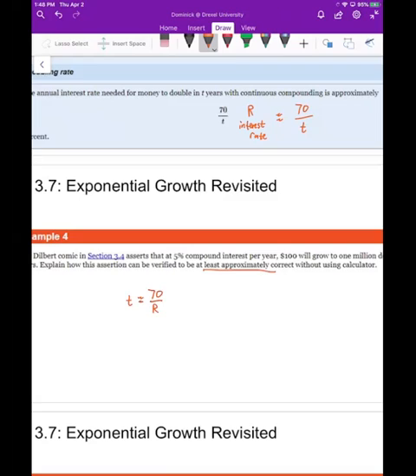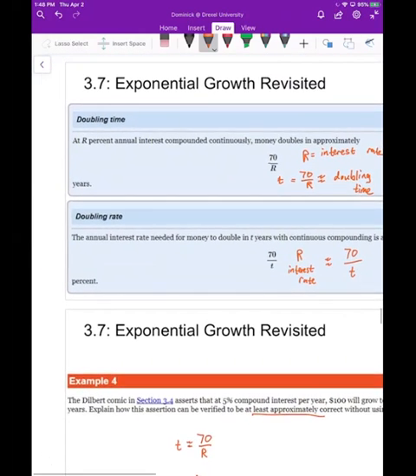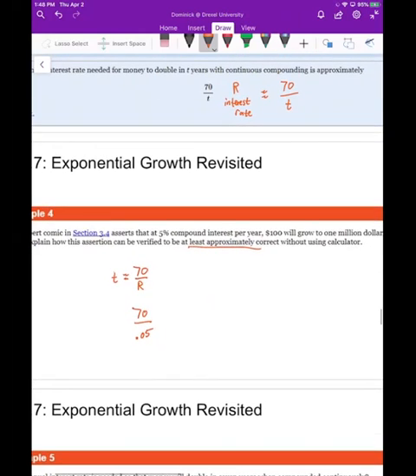Now here we're saying that if we do 70 divided by our interest rate, which is 0.05, and wait a minute, R is in a percent, so I can just leave this as 5. So this is 70 over 5, which would give me roughly equal to t.